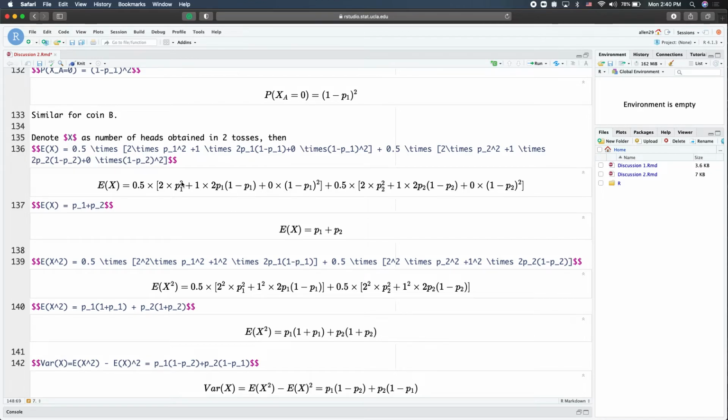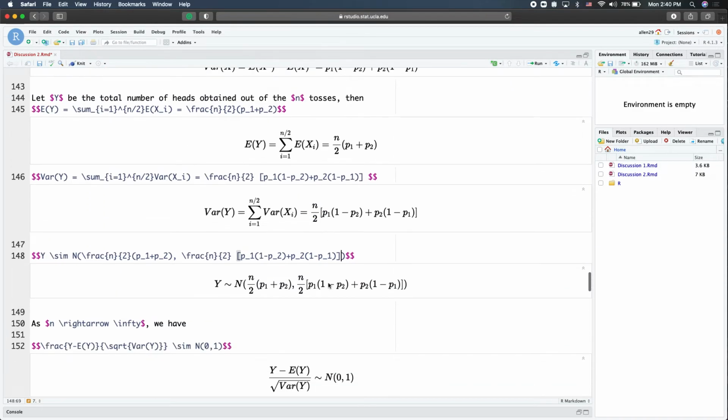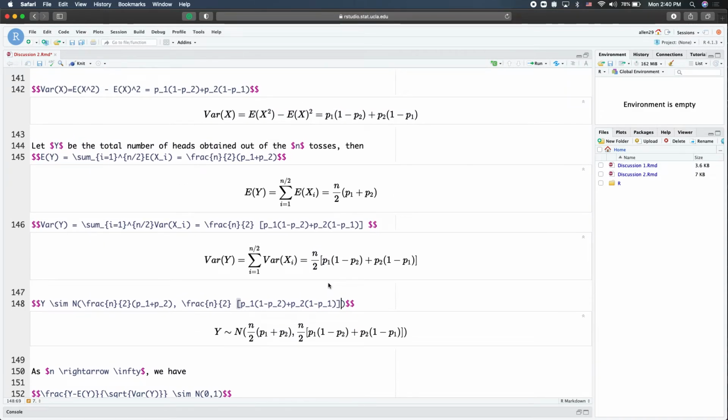But I think the solution is this way because this expectation, p1 plus p2, already included the 2 tosses for one. So this is for 2 tosses. And then you have n over 2 occurrences, so you just multiply n over 2 by the expectation. Because the expectation already included 2 tosses, you just do that n over 2 times. So n over 2 multiplied by p1 plus p2.